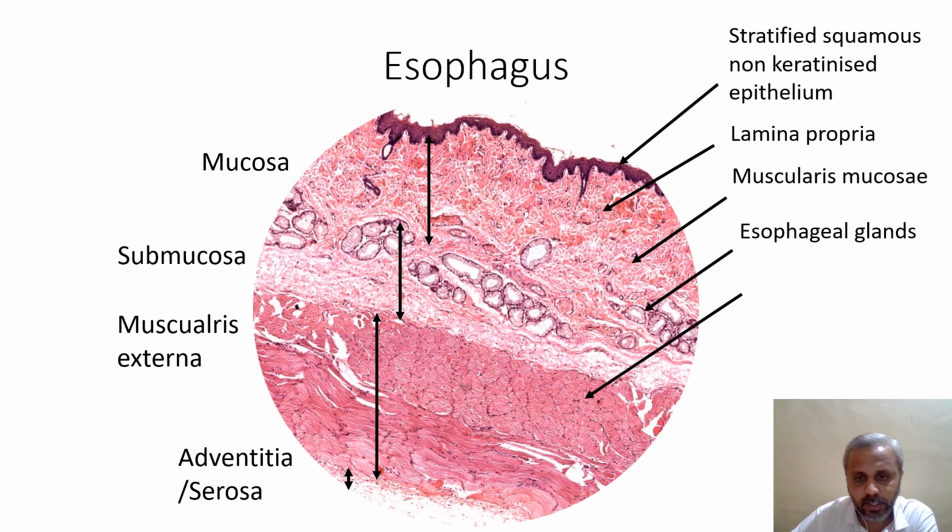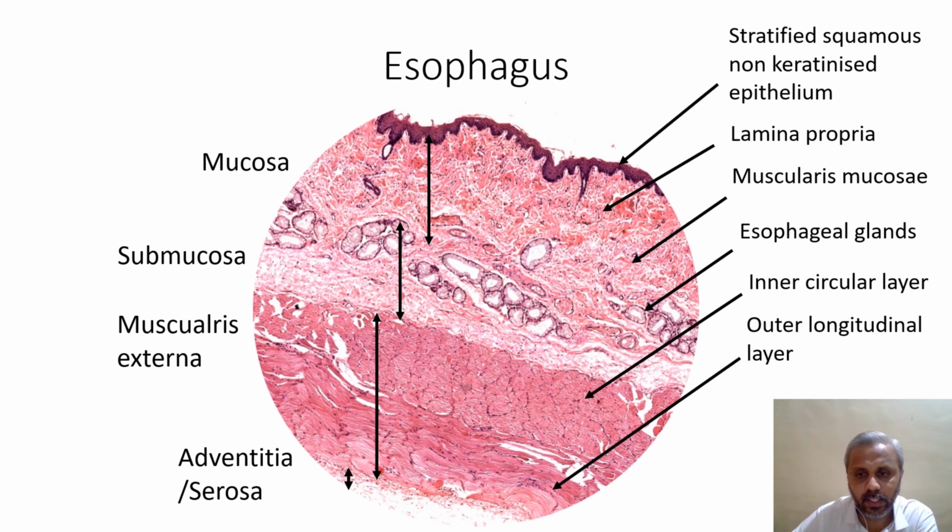The third layer is made up of muscularis externa, which is arranged as an inner circular layer and an outer longitudinal layer. Peculiarity of the muscularis externa of esophagus is in the upper one third, the muscularis externa is made up of entirely striated muscles or skeletal muscles. In the middle one third of the esophagus, it is a combination of skeletal muscle and smooth muscle, whereas in the lower third of esophagus, it is entirely smooth muscles.